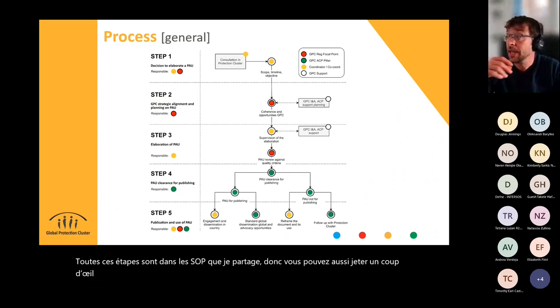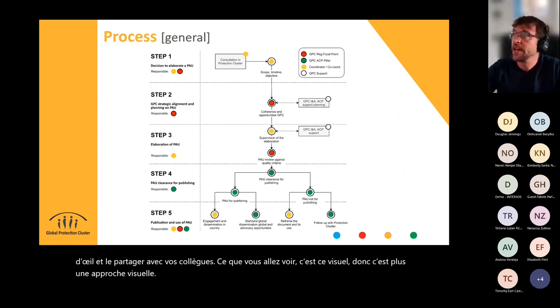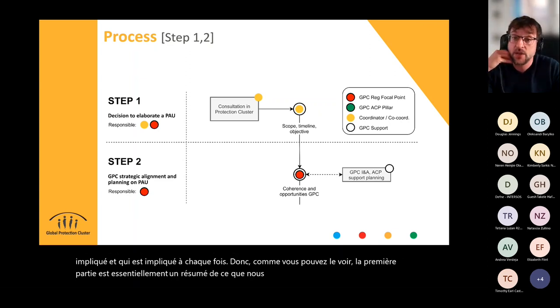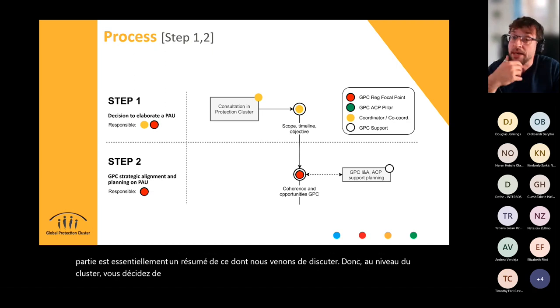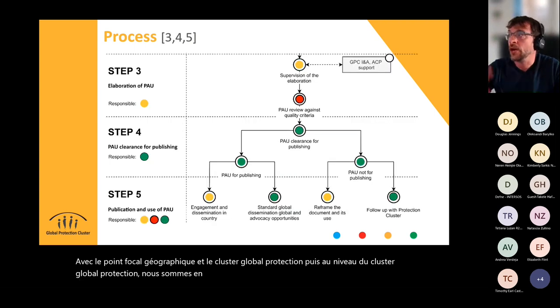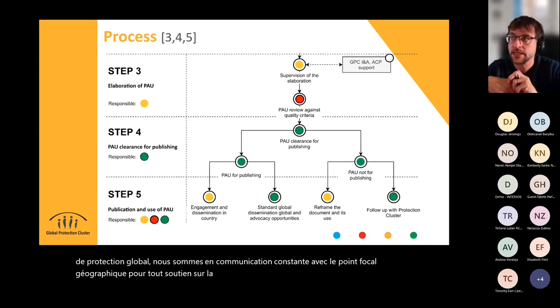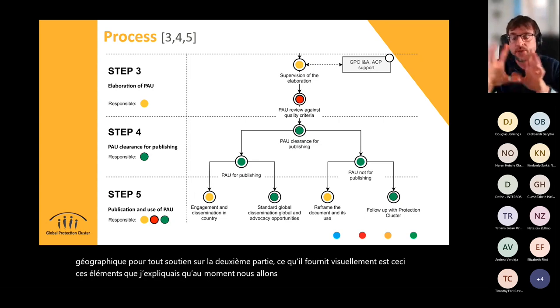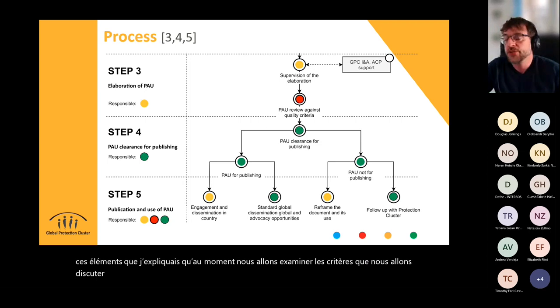What you're going to see is this visual. It's more of a visual approach, so you can clarify the very simple steps and who's involved at each time. As you can see, the first part is basically a summary of what we just discussed. At the level of the cluster, you decide the scope, the timeline, and the objective you have, and maintain a conversation with the geographical focal point in the Global Protection Cluster. And then at the level of the Global Protection Cluster, we are in constant communication with the geographical focal point for any support. The second part visually provides these elements that I was explaining: at that moment we look at the criteria and discuss with the geographical focal point whether the document goes as a protection analysis update or not.